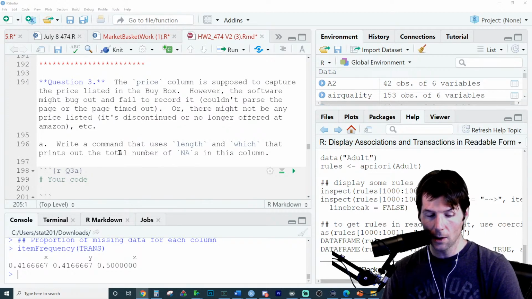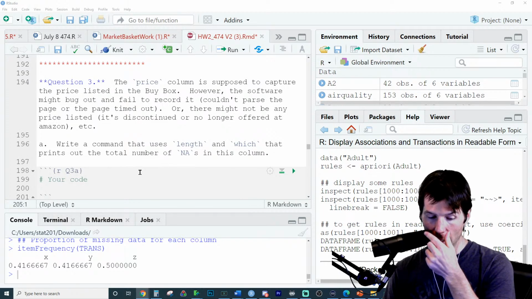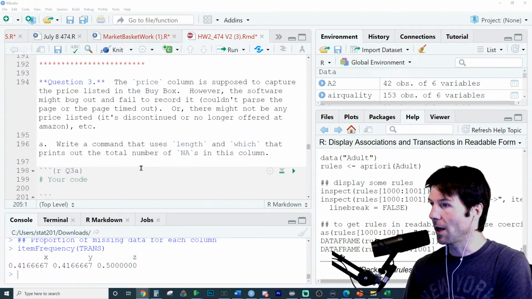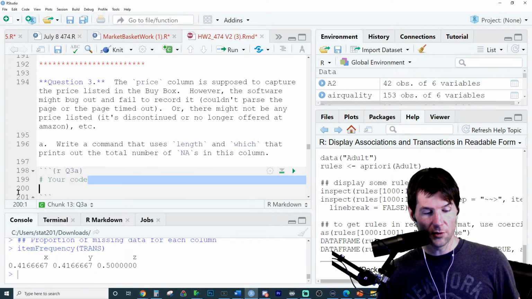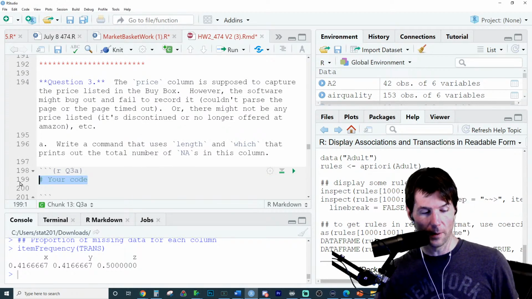So let's go right here. Write code that uses which, length, and NA that prints out the total number of NAs in this column. So we've been talking a lot about NAs. They stand for missingness. So literally, like you have a train going.